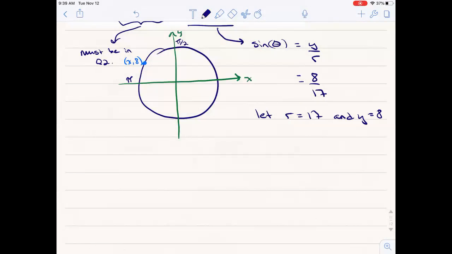So if I draw my terminal side here, I'm saying the radius must be 17. And this angle, whatever it is, is theta.